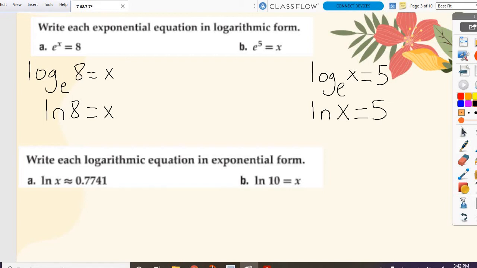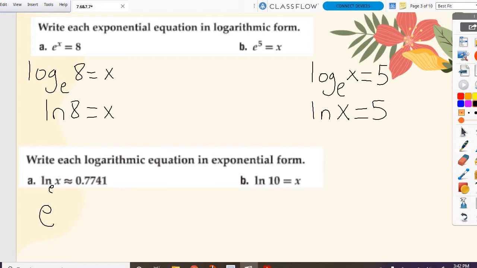Now, just like when we looked at our other types of logarithms, we can also go the opposite direction. Sometimes, depending on the question, we might need to have it in exponential form. Sometimes we might need to have it in logarithmic form. So we need to be able to go between the two. So here we have the natural log of x is approximately 0.7741. Remember that it's understood that this is technically a base of e. And remember that the base of my logarithm is going to be the base of my exponent.